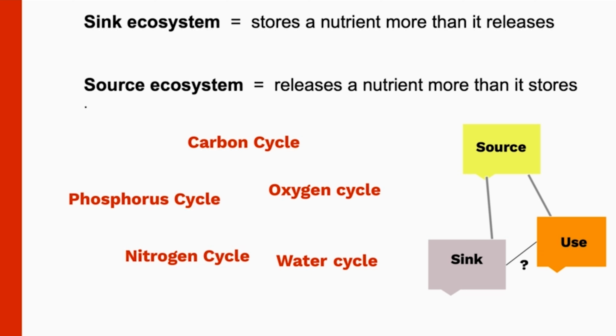a source ecosystem. We'll consider 4 key nutrient cycles in ecosystems today, that being phosphorus, carbon, oxygen, and nitrogen, as well as the hydrological cycle. But it should be noted that other elements such as calcium or sulfur can cycle and can be traced through ecosystems too. We'll look now at source sink dynamics and anthropogenic effects in the phosphorus cycle.